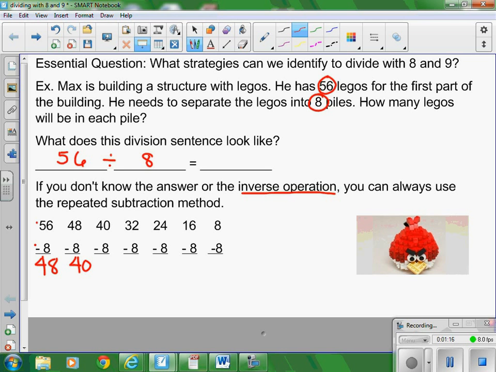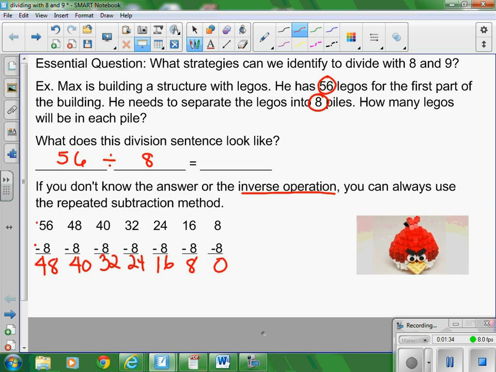40, take another group of 8 away. 40 minus 8 is 32. 32 minus 8, 24. 24 minus 8, 16 minus 8, and 8 minus 8.